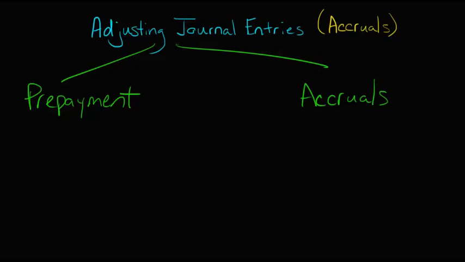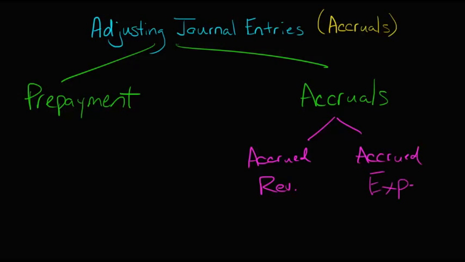And ultimately, accruals is itself going to be split into two parts. We're going to have accrued revenue, and then we're going to have accrued expenses. Now I'm going to give some examples of each and show you how you'd go about making the adjusting journal entries with respect to accruals. So let's start with accrued revenue.